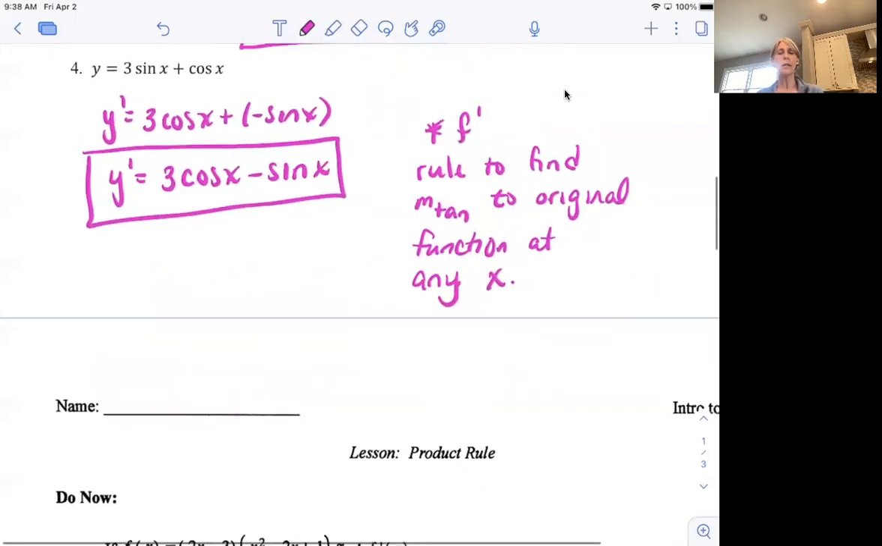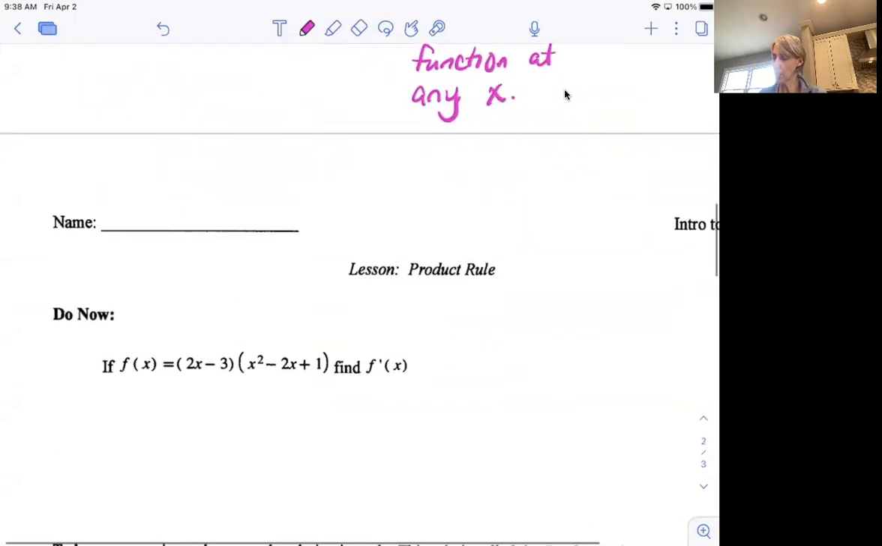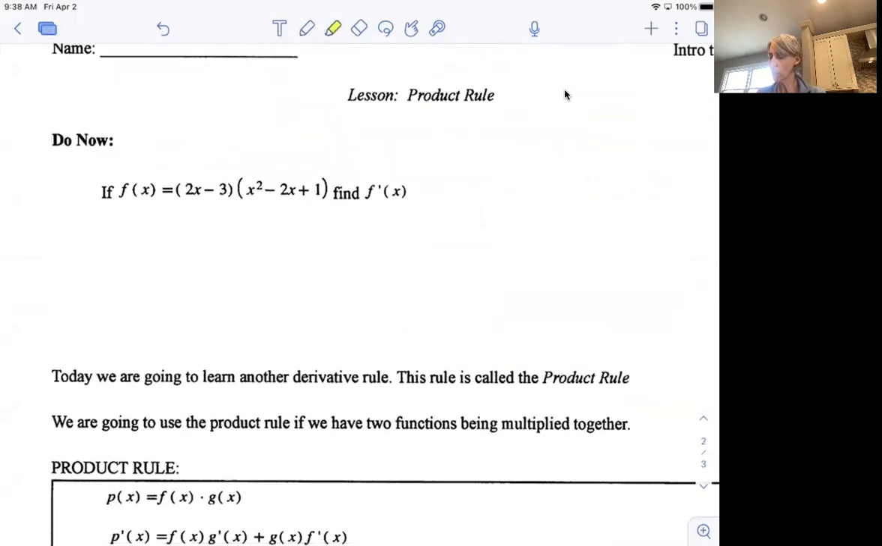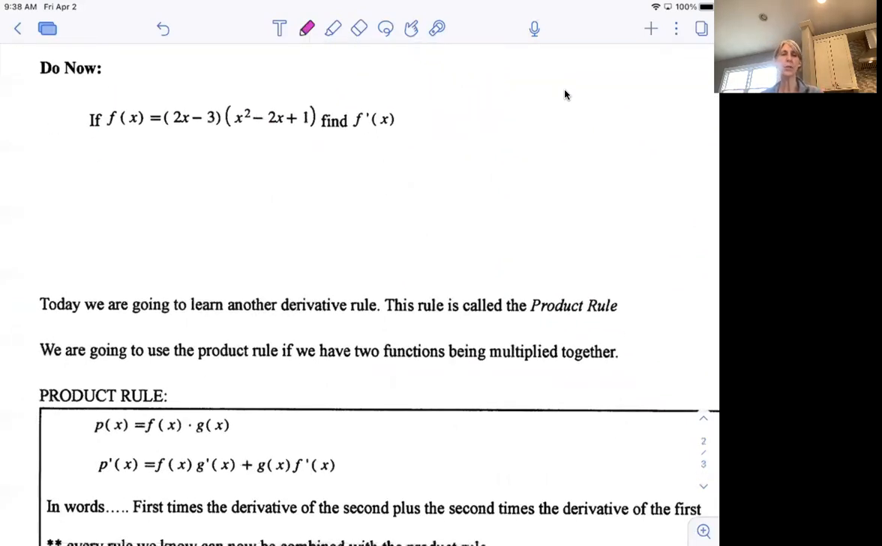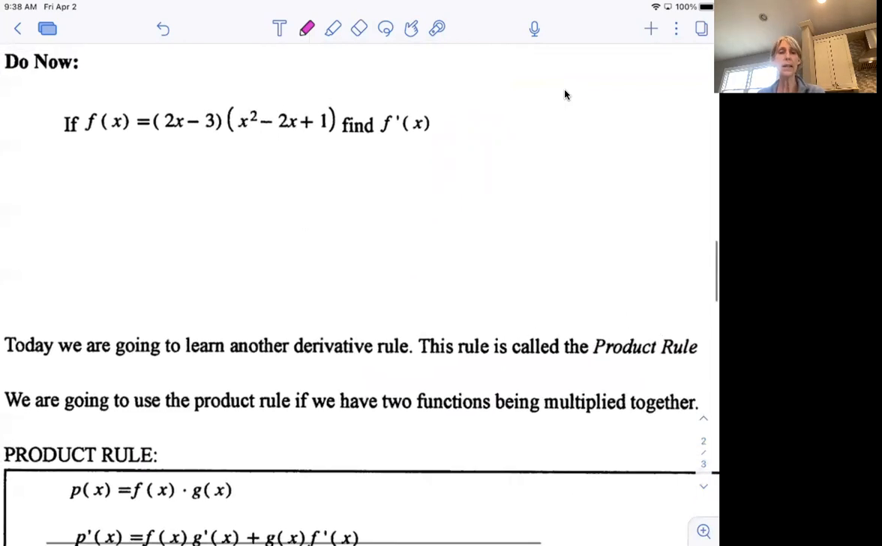So that was just a little bit of a review to get us back in the swing of things for today's lesson. So today we're going to be talking about something called the product rule. And we're going to begin with this do now. If f of x equals 2x minus 3 times x squared minus 2x plus 1, find f prime of x. Right now, the only way we can find f prime of x is by distributing this out.